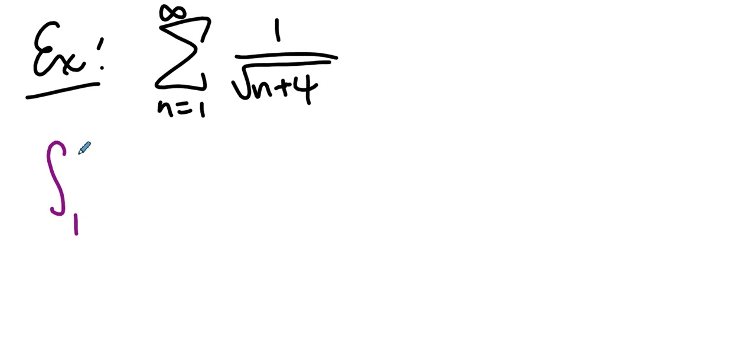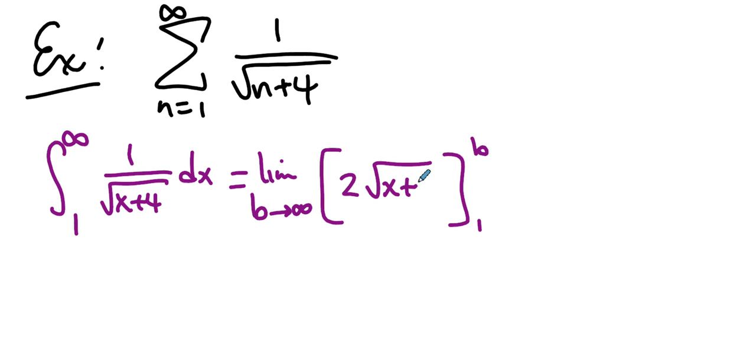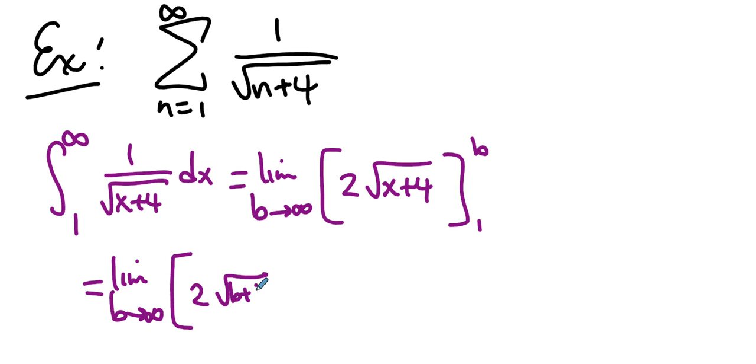Well, we take the integral from 1 to infinity of 1 over square root x plus 4 dx. Well, what's that? That's the limit as b goes to infinity of whatever that antiderivative is from 1 to b. Well, this is a u sub where we're dealing with u to the negative 1/2. And u to the negative 1/2, well, that's 2 u to the 1/2. So that's the limit as b approaches infinity of sub in the b and sub in the 1.